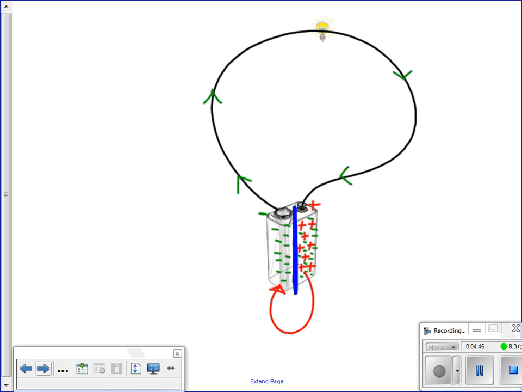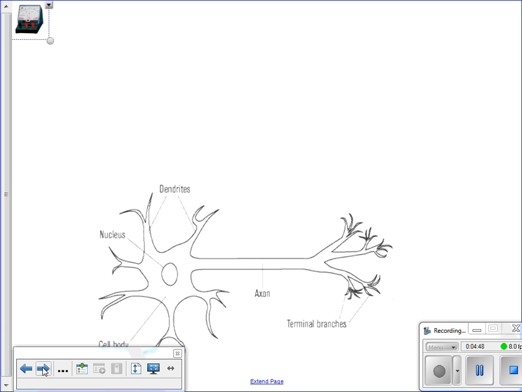Now, what does this have to do with the neuron? Well, this is a typical representation of a motor neuron, with the various parts of the motor neuron. Surrounding any cell, including this motor neuron, is a cell membrane, and that cell membrane is impermeable to ions. Ions generally do not cross the cell membrane.